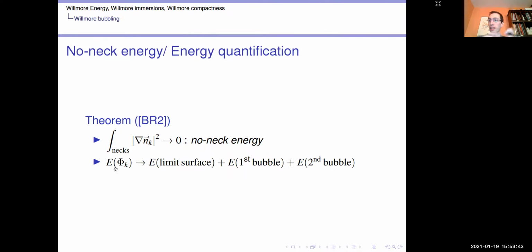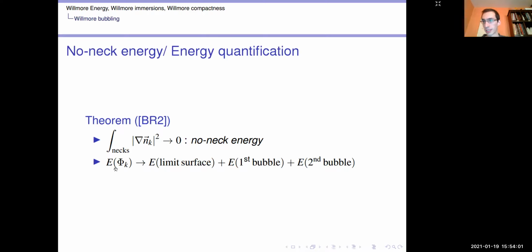The total energy of the immersion is found in the limit as the energy of the surface plus the energy of all the bubbles. There is no energy lost here. So we do this in a manner which conserves all the energy.